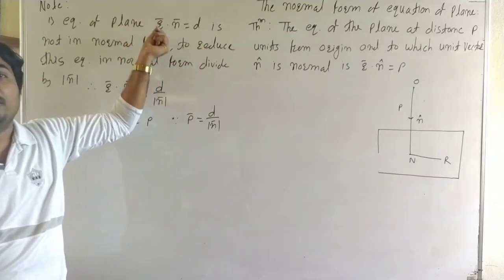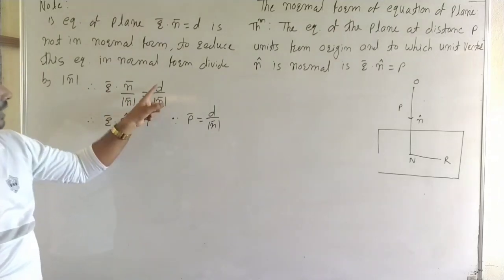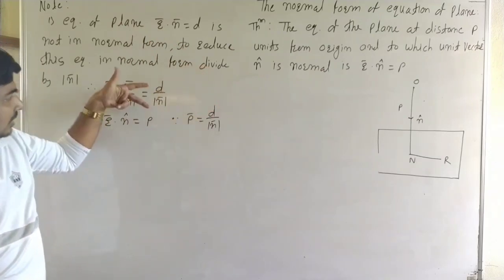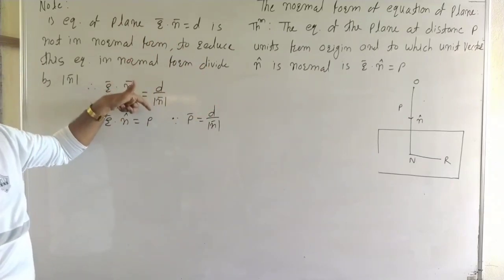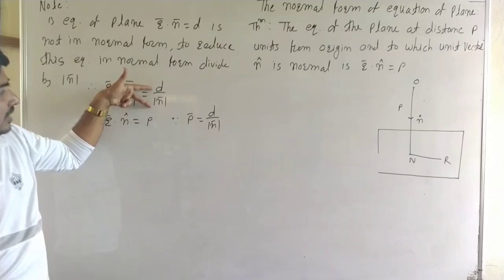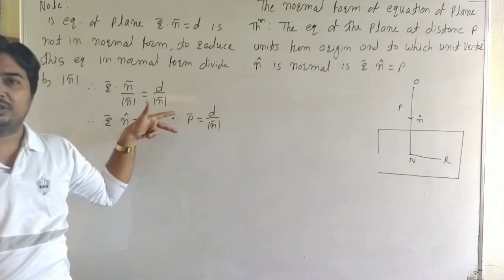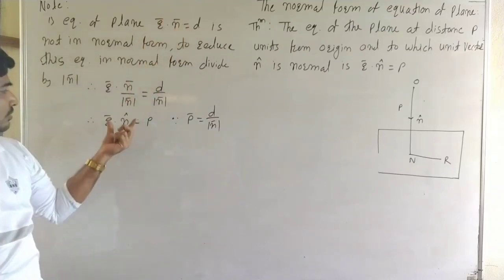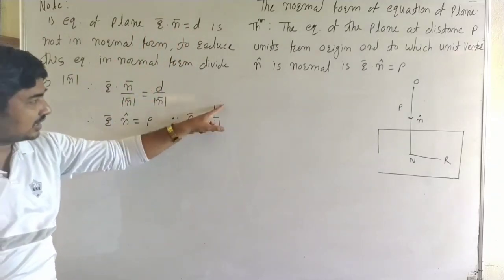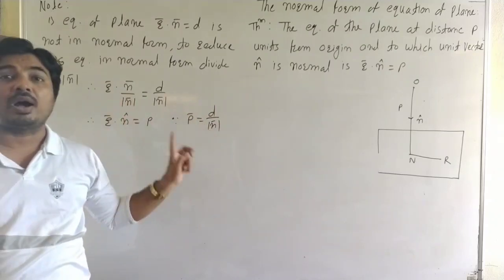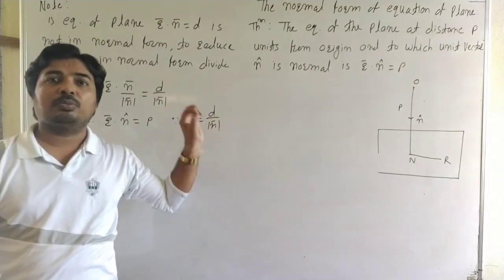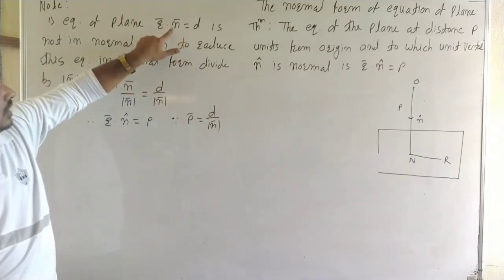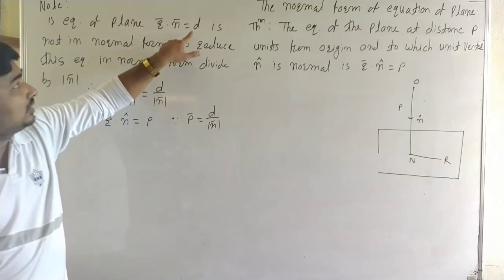So we divide by the magnitude of the normal, and then this scalar d upon magnitude of n bar is the distance of the plane from the origin. When the equation is not in normal form, we reduce it to normal form. This d is not a distance. When the normal is a unit normal, then this scalar is a distance.